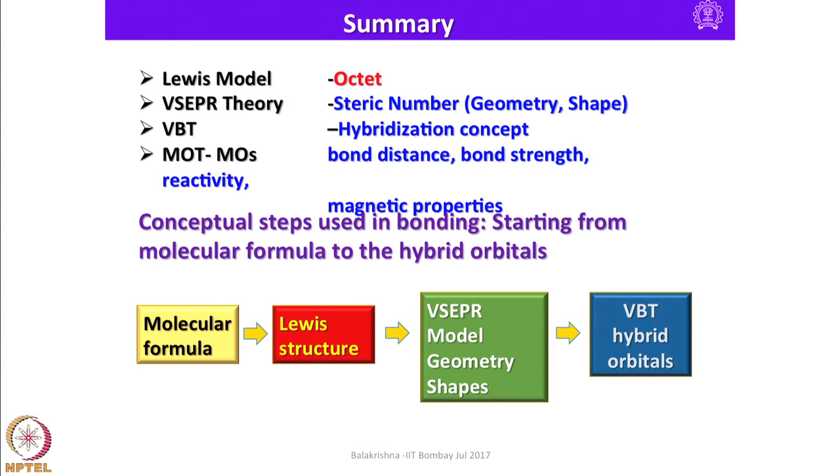So the conceptual steps used in bonding, starting from molecular formula to the hybrid orbital, you can get information from one or the other of these bonding concepts. However, for the understanding of the complete physical and chemical properties, one has to go for molecular orbital theory.